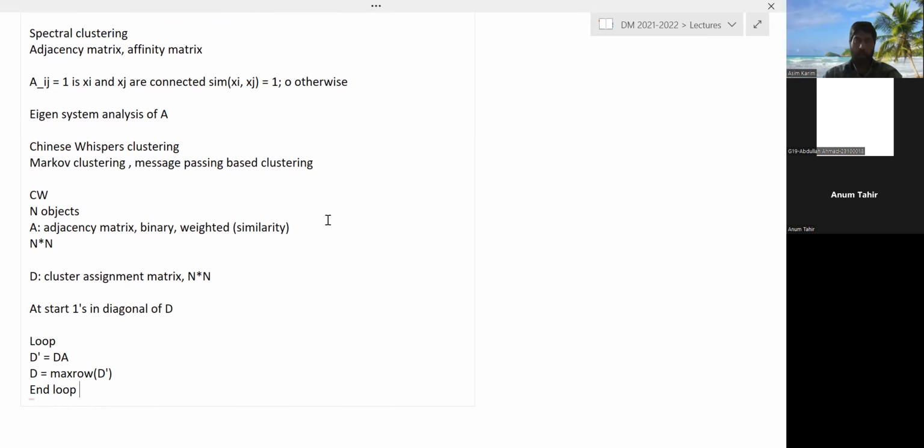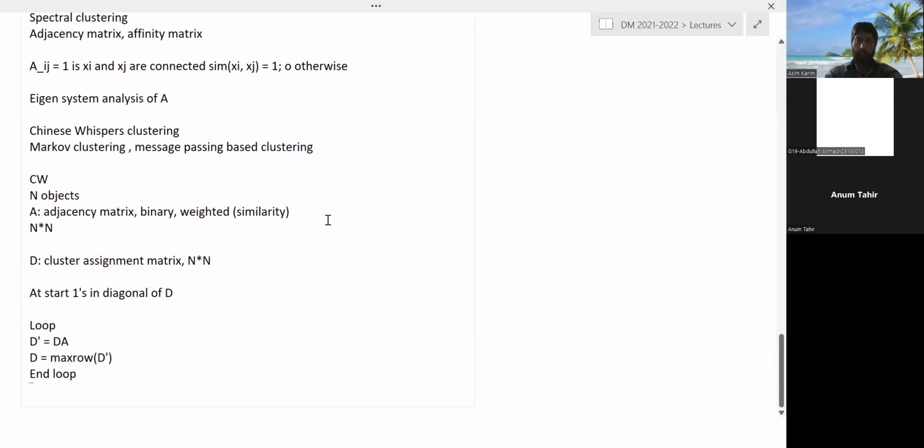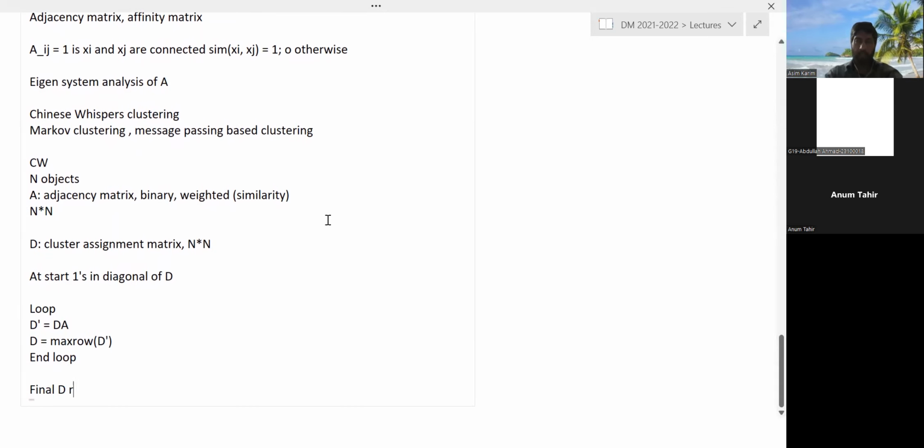So the final D that you get represents the final clustering. How? You look at each column and see which ones appear in it, and those points are in that cluster. Maybe at the end there might be some columns that are all zeros. That means that cluster does not exist. In essence, at the end you may have less than n clusters. Some columns would have ones, and those ones represent the objects in that cluster, and so on.